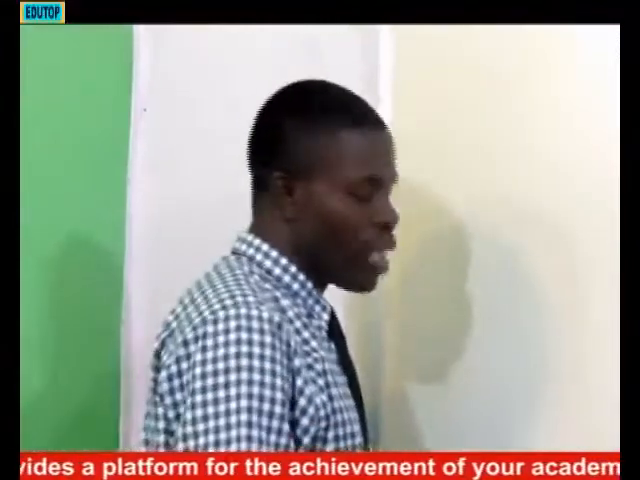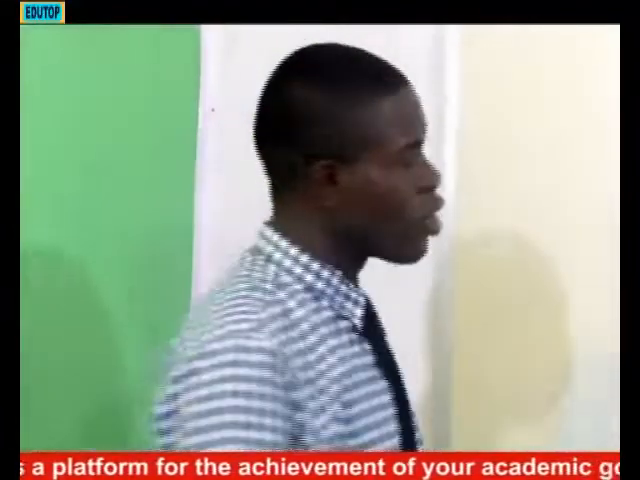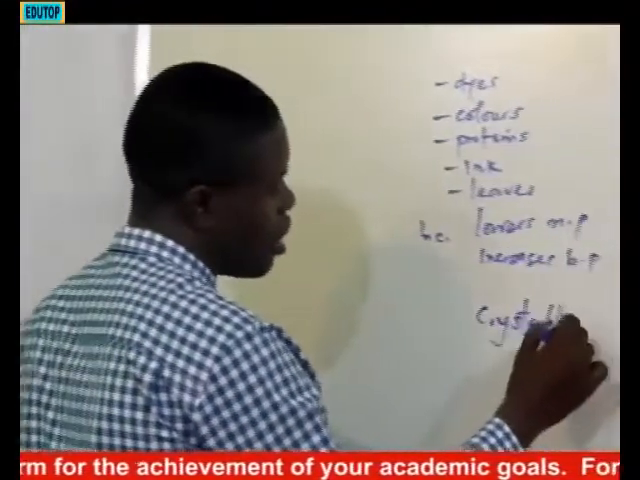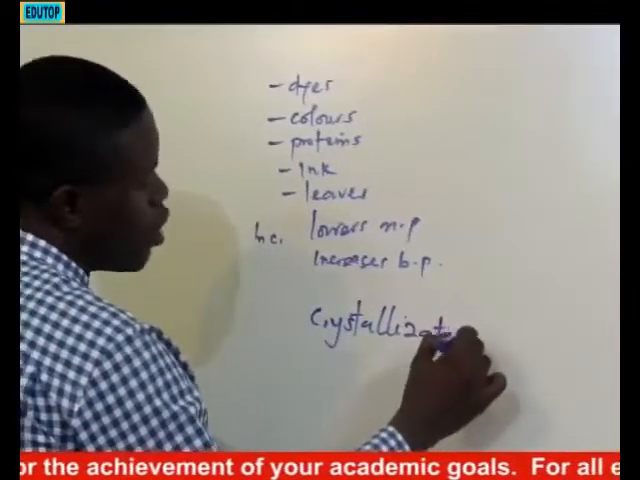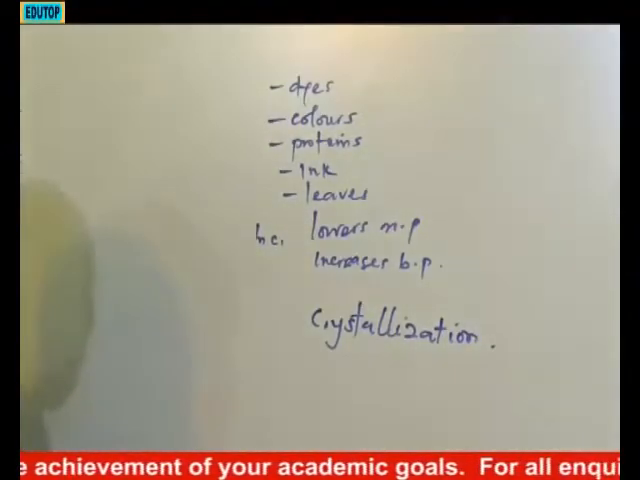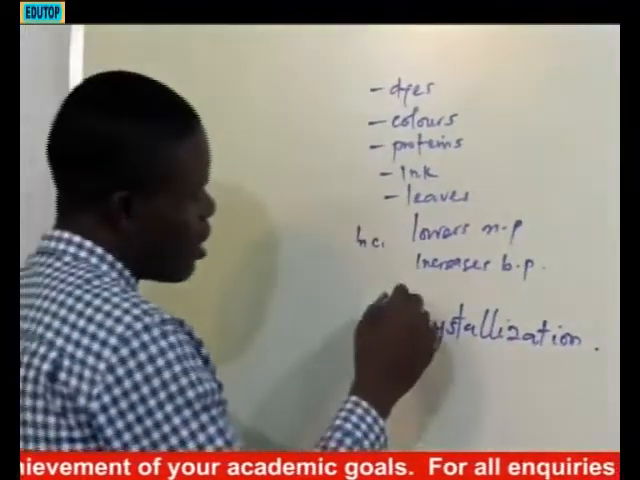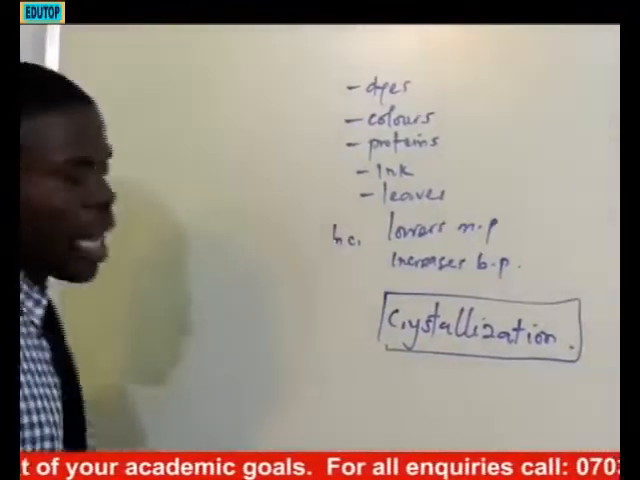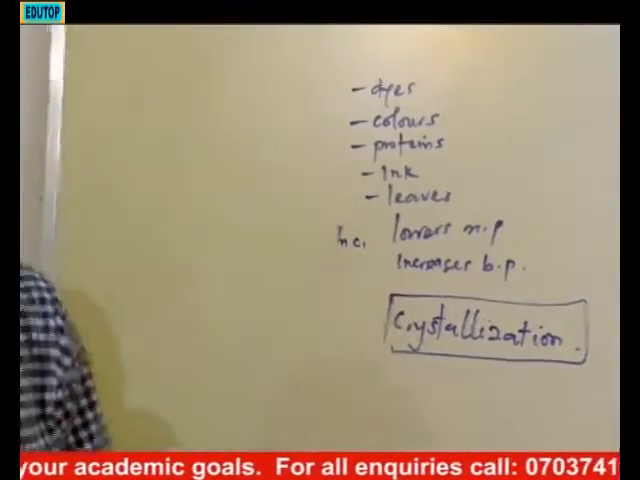The only one that can separate sugar from a mixture is crystallization, because crystallization is used in sugar production. So there is no other answer other than crystallization. You go to your options and pick crystallization. That's the answer to question number 1.